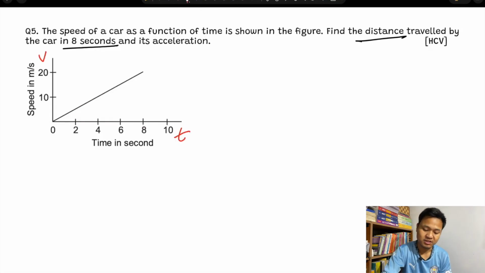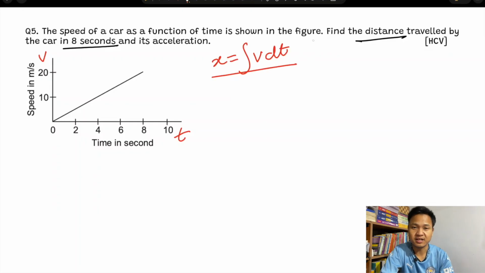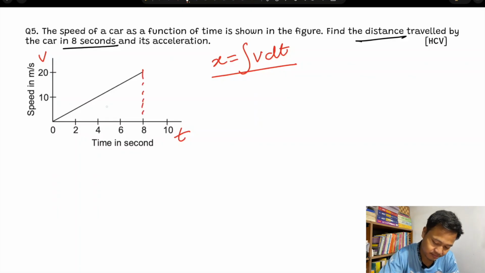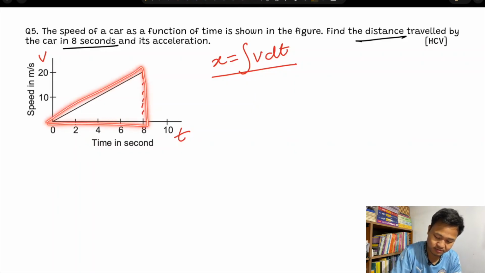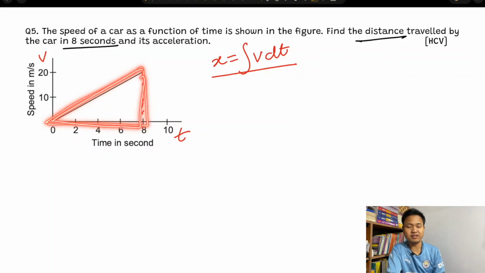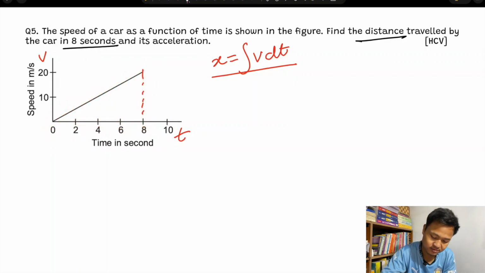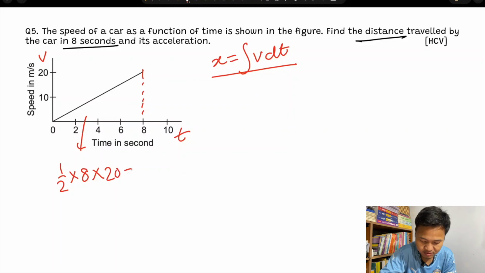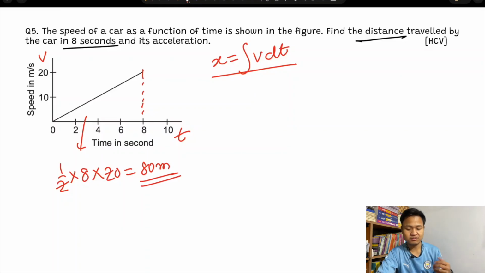So in a v versus t graph, what is the distance? Integral v dt, which is nothing but area. If you find the area under the curve, you have the distance. So simply find out the area. It's a right triangle. The area of a triangle is half base into height. So half into base 8, height 20. How much is this? 80 meter. So this is your distance traveled in the 8 seconds.